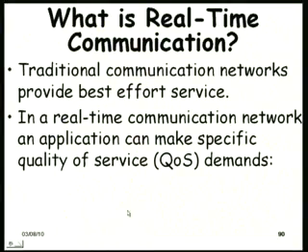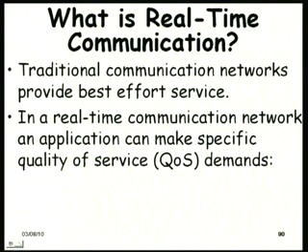But we are talking of a communication mechanism where the maximum delay and the variation in delay are guaranteed. Okay. So, that is the simplest definition. We will see a more elaborate definition of what a real time communication is. So, in a real time communication network, an application can make specific quality of service demands. See, in a traditional network, whatever is the best the network supports, it just gives that at that moment depending on the load and so on. It provides the best service that is possible under those situations.